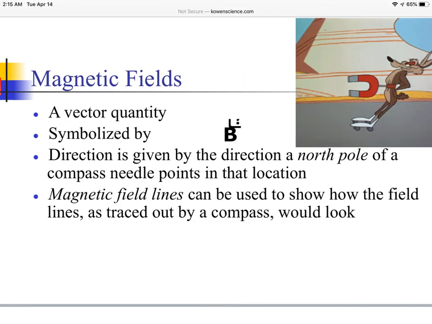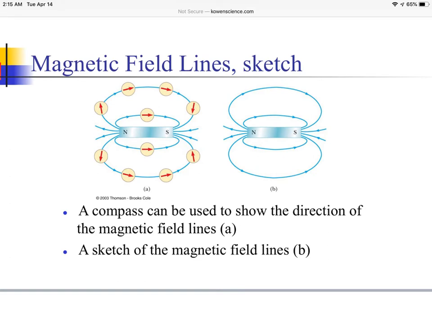When we talk about magnets, we also talk about magnetic fields. Magnetic field is a vector quantity. Now, the magnetic field lines can show up by using a compass, and we can use a compass and a pencil and map out where the field lines are. We can visually see it if we were to use a magnet and iron filings, and we could visually see the magnetic lines form.